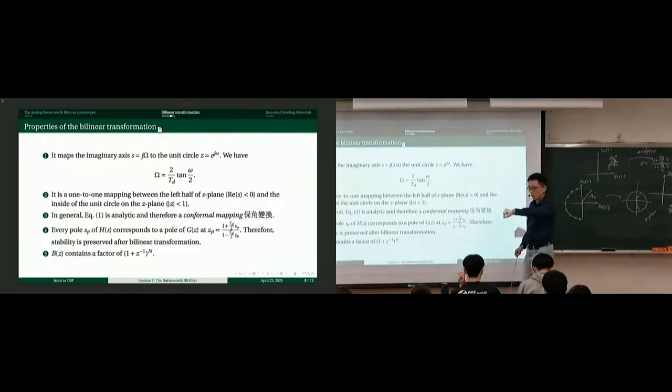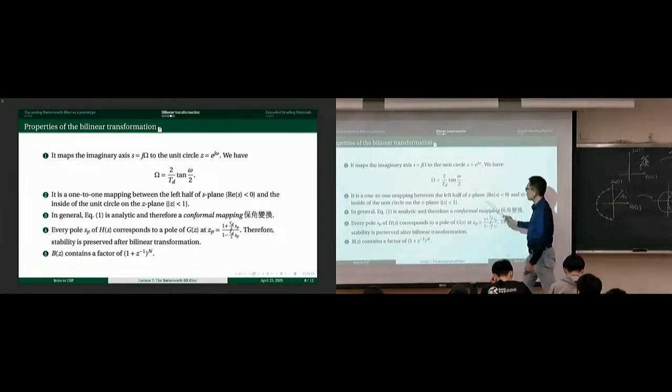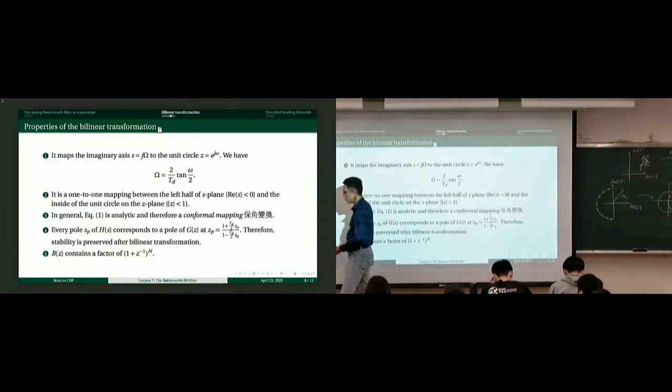Okay, yeah. So let's take a break. When we come back, we will look further at what this implies, about this relation between big omega and small omega.